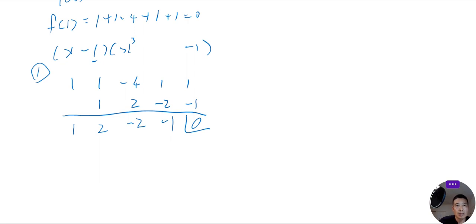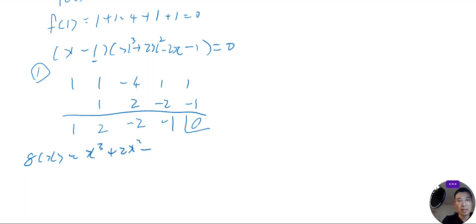So what I've got is 1x cubed, and then 2x squared, and then minus 2x and minus 1. Well, that's step 1. Step 2, we have to break this down, factorize it again. So say g of x equals x cubed plus 2x squared minus 2x minus 1.